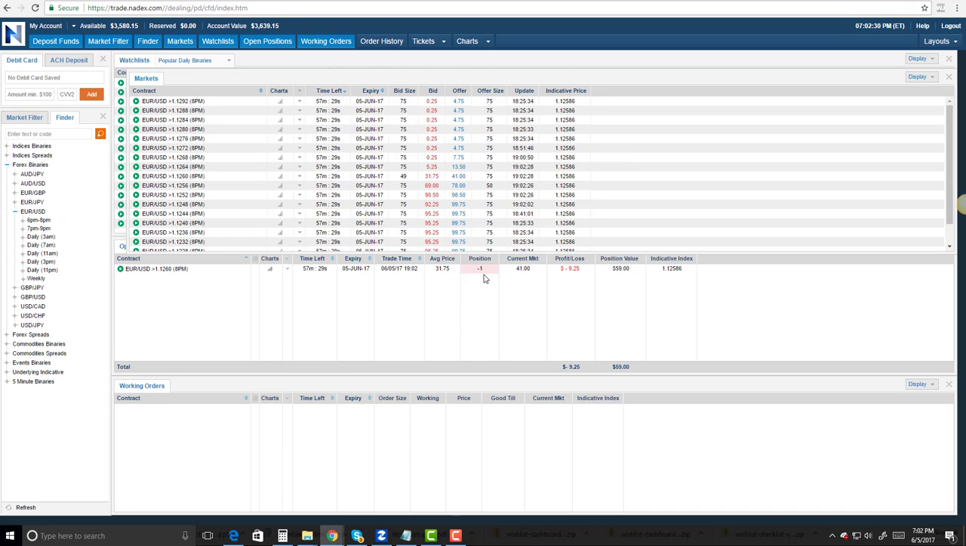There we go. Normally I do 5 contracts right now, but this isn't about showboating. This is about showing you the proper value of the trade. So I'm just going to put in a couple right now.